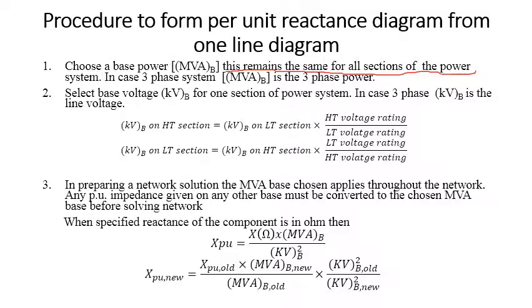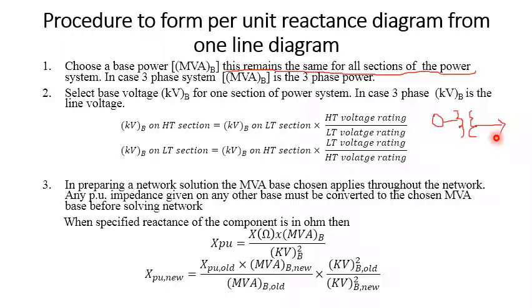Considering that there is a generator here, then we have a transformer. This is one of the examples which I'm considering. And then the transmission line. So if you choose the base value across the generator, the value on the distribution side will not remain the same. So in that case we have to do a conversion.